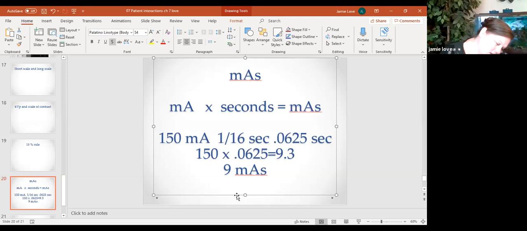Okay. Milliamperage. Let's see what's in here. I don't know if it's in this book or not. 131. It's on page 131.